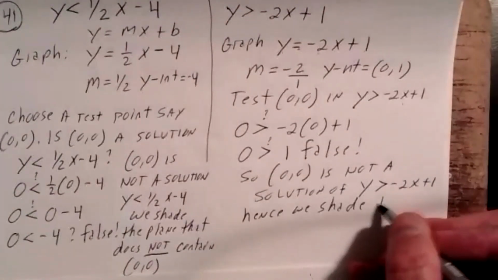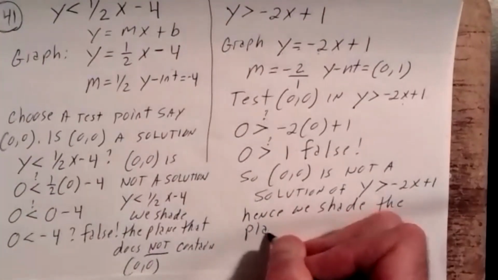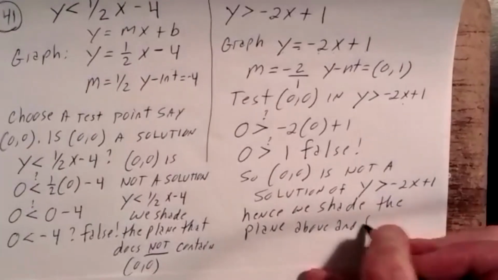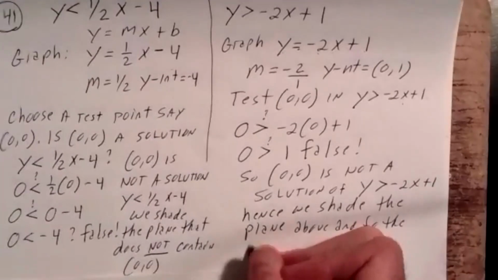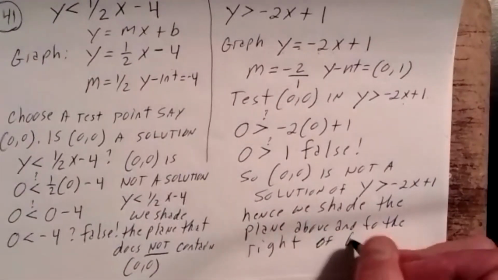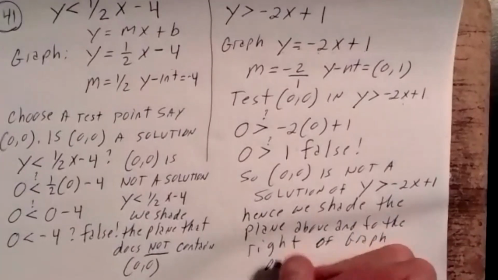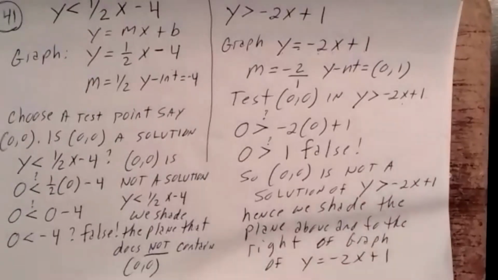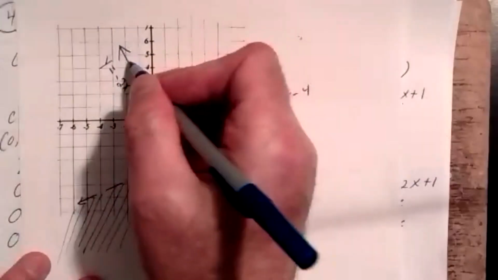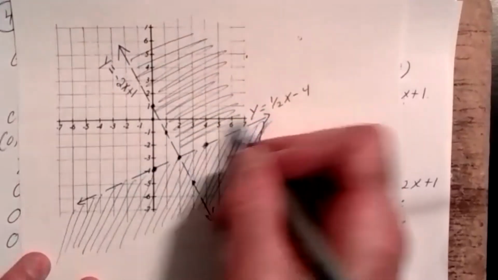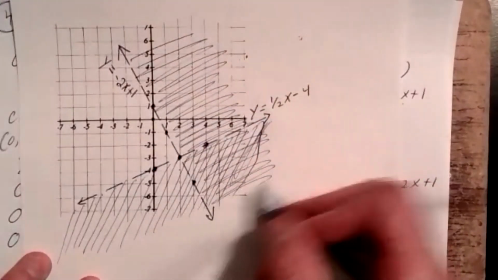Hence, we shade the plane above and to the right of the graph of y equals -2x plus 1. So later we shade this away. And you have graphed the solution set of the second inequality.